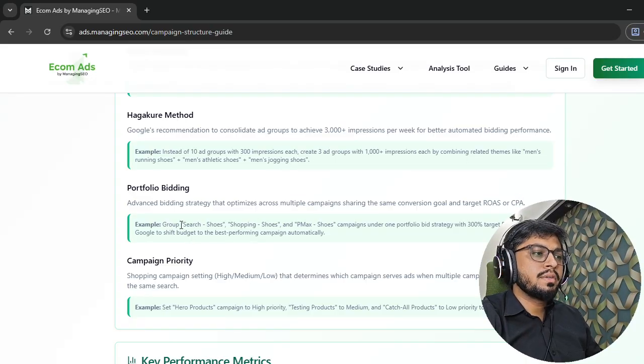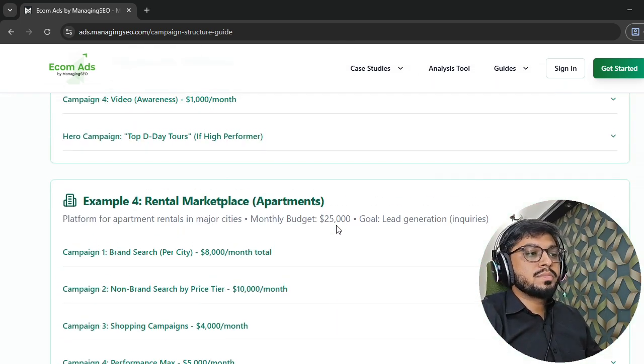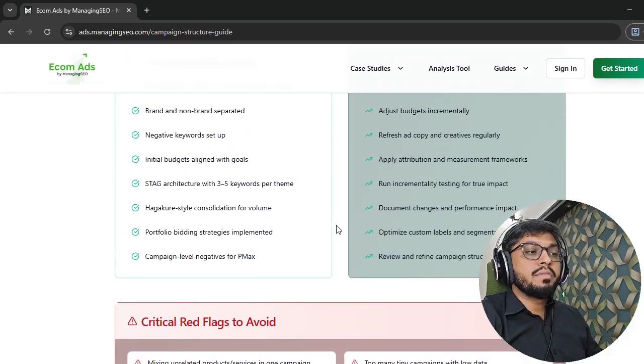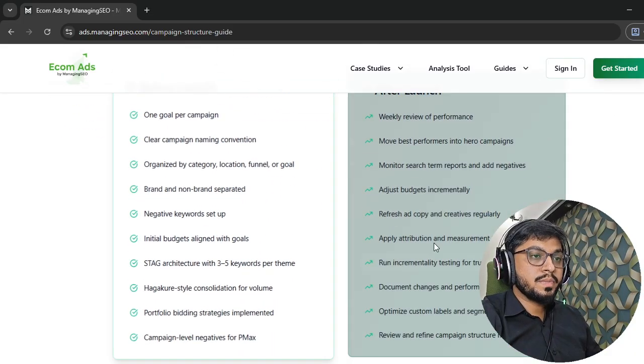For example, if we have a group of search shoes, shopping shoes, and then Performance Max shoes campaigns under one portfolio bidding with a 300% target ROAS, allowing Google to shift between the best performing. Let's say one day this campaign is not performing well, and PMax is generating us very good results. Then Google is going to shift more of the budget towards the PMax shoes. But this comes later on, when you have a very good account structure.